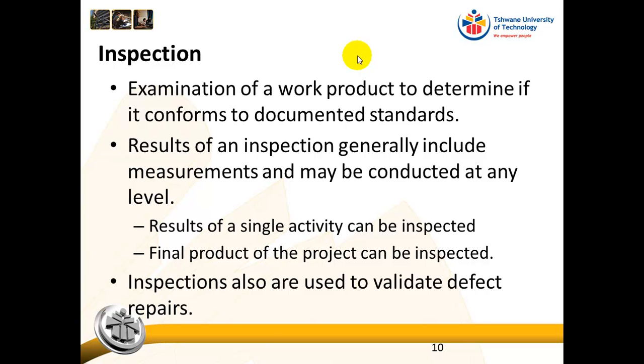So by that we mean we can look at the result of a single activity and we can inspect that, or we can look at the final product. So sometimes we have inspections as we go along to make sure that we are following the right process and to make sure that we get to the end goal where we want to be. And then inspections are also used to validate defect repairs. So if during inspection there's a problem and we have to rework and repair a defect, that defect must also then go through inspection again.